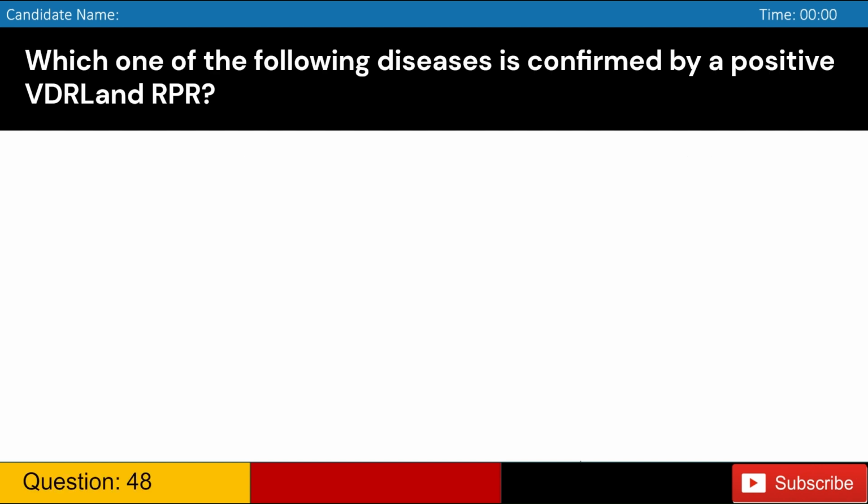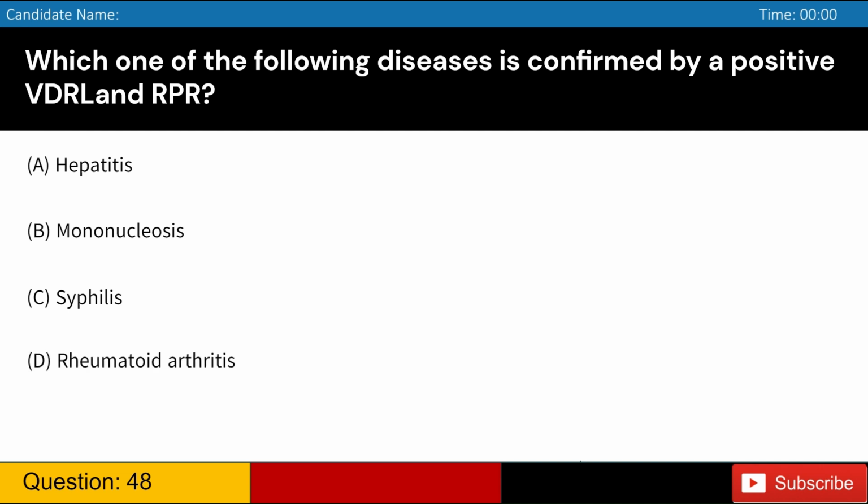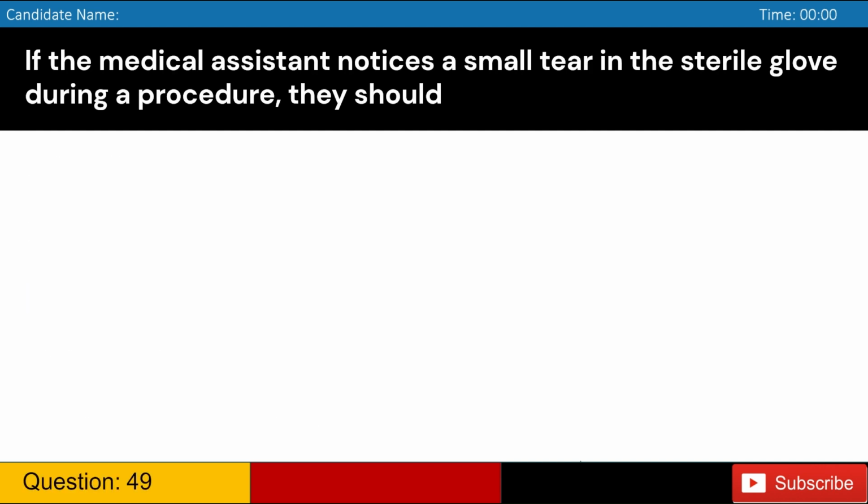Which one of the following diseases is confirmed by a positive VDRL-RPR? A. Hepatitis. B. Mononucleosis. C. Syphilis. D. Rheumatoid arthritis. E. Systemic lupus erythematosus. Answer C. Syphilis. If the medical assistant notices a small tear in the sterile glove during a procedure, they should: A.